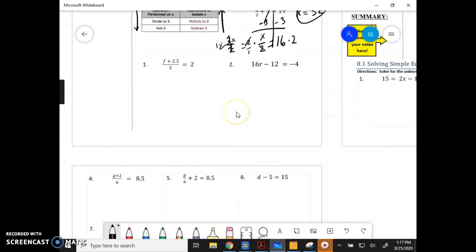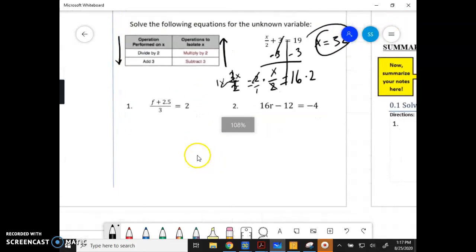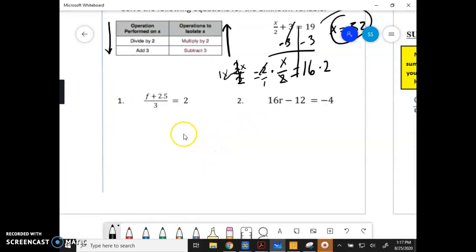All right. Next problem here, we've got f plus 2.5 divided by 3. A common mistake I would see with this problem is trying to subtract 2.5 first. This is a grouping symbol, so really what we would do if we were solving this, if f were equal to 2.5 as well, we would add the two numbers together and then divide by 3. So we want to actually get rid of this 3 first. So just like the problem before, if I multiply by 3, what it does is it cancels out that denominator.